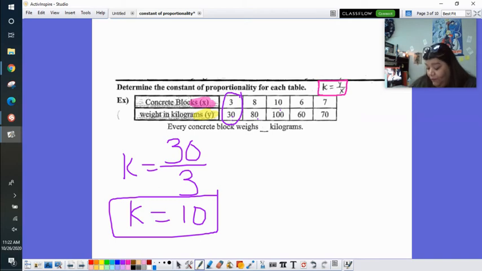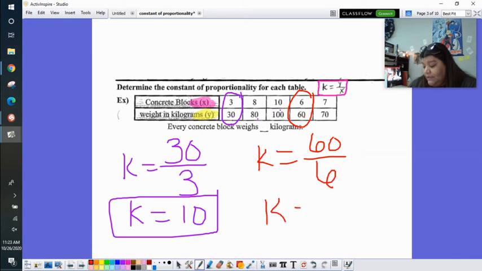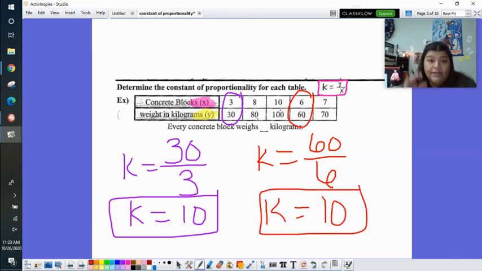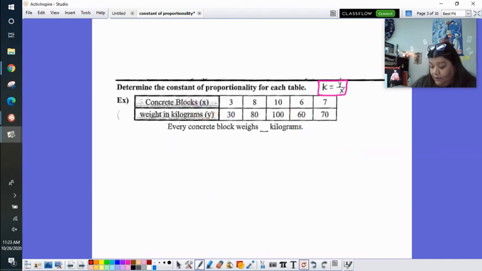Okay. If you picked a different one, I can't stress it enough. Let's say you want to do 6 and 60. Okay. Your Y is 60. Your X is 6. 60 divided by 6, it's still 10. Okay. So just remember Y divided by X. Okay. The Y is the one that's going to go inside. All right. Okay, let's try another one.